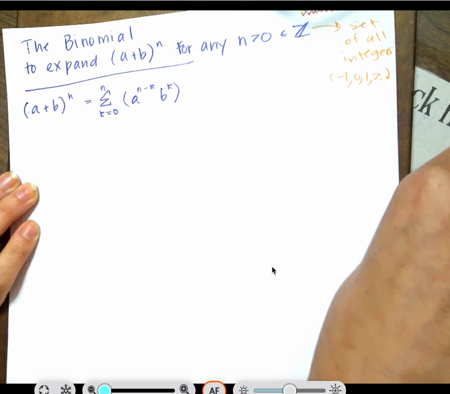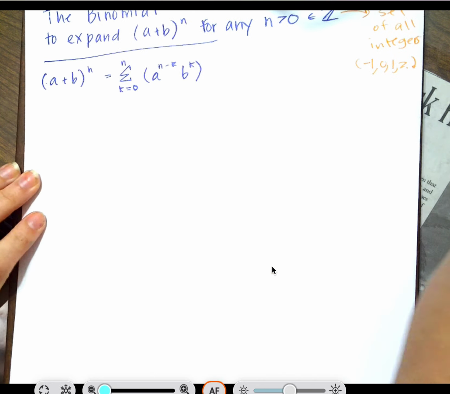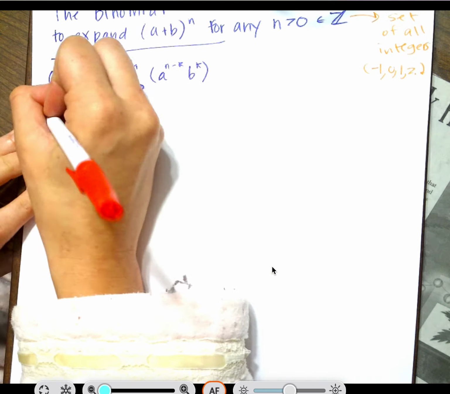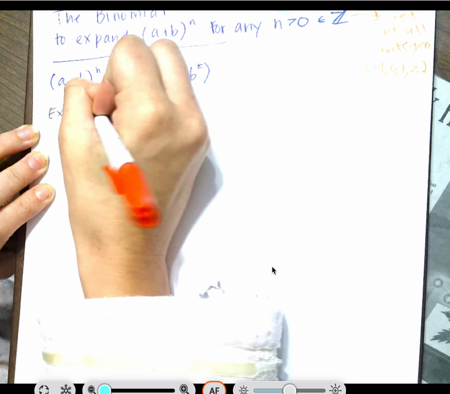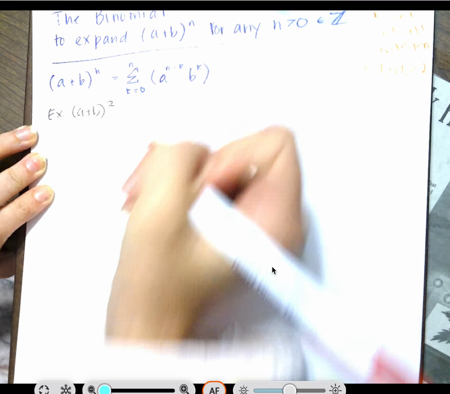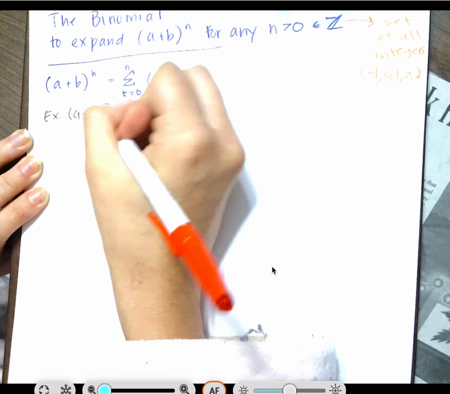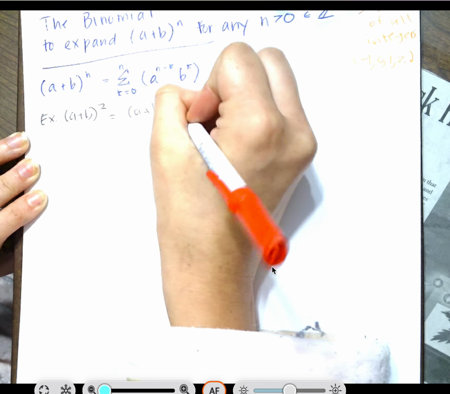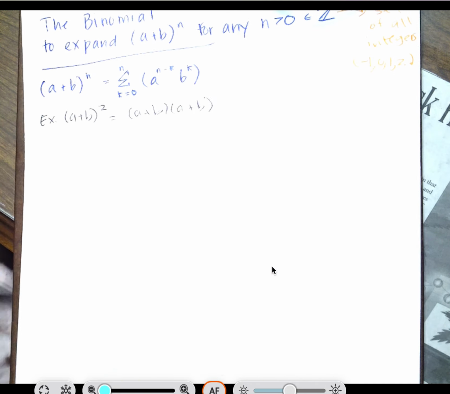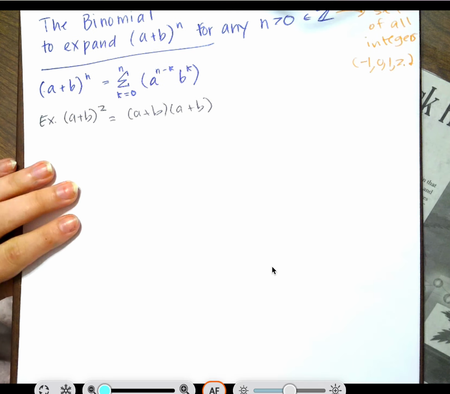So let's look at an example that we're already familiar with. Let us look at a plus b squared. So we already know what this comes out to. We've done it last time. It tells us in our notes, and it's also one of our identities.